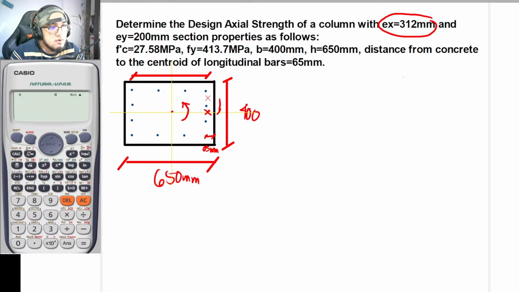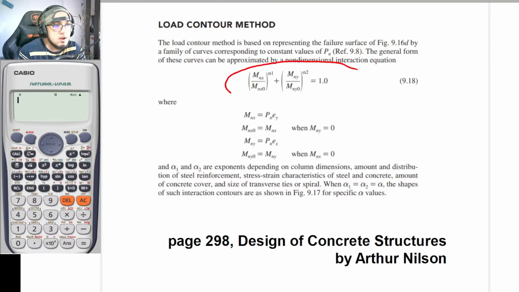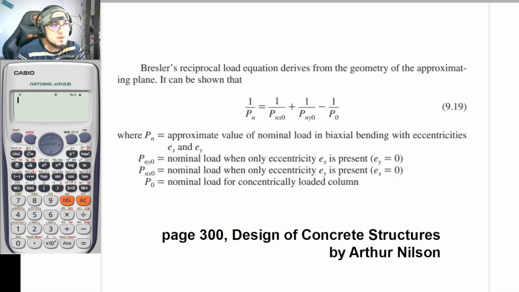Okay, so how can we solve for these kinds of problems? Actually, this is very easy. We would just be making use of this particular formula. This is what we would be calling our load contour method, or this formula. This is now what we would be calling our Bresler's reciprocal load equation. So this is called the reciprocal method.